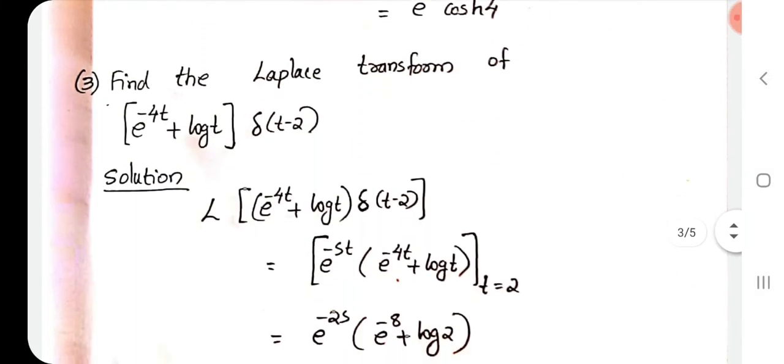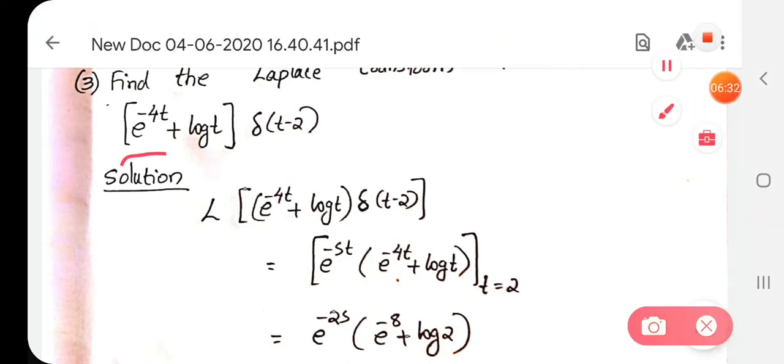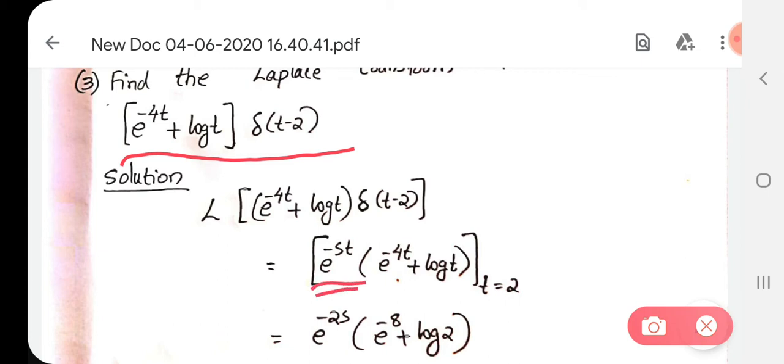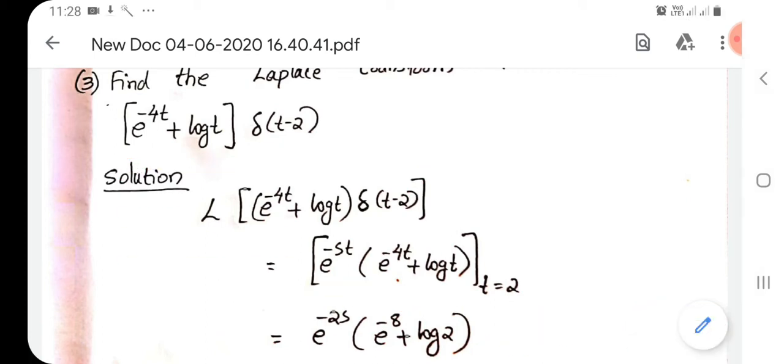So next question, find the Laplace transform of e raised to minus 4t plus log t into delta t minus 2. Here our f of t, in the Laplace transform we have e raised to minus st, so e raised to minus st into e raised to minus 4t plus log t, in delta t minus 2. We have t is equal to 2. Then substituting the value of t equal to 2, the answer is e raised to minus 2s into e raised to minus 8 plus log 2.